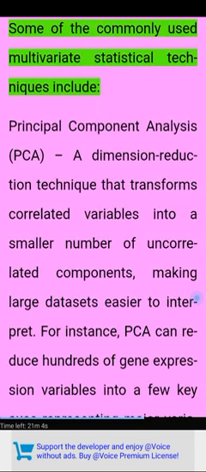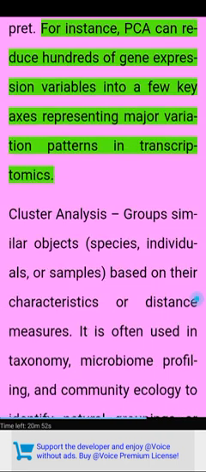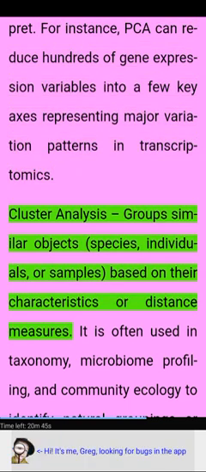Some of the commonly used multivariate statistical techniques include principal component analysis (PCA), a dimension reduction technique that transforms correlated variables into a smaller number of uncorrelated components, making large datasets easier to interpret. For instance, PCA can reduce hundreds of gene expression variables into a few key axes representing major variation patterns in transcriptomics. Cluster analysis groups similar objects, species, individuals, or samples based on their characteristics or distance measures.